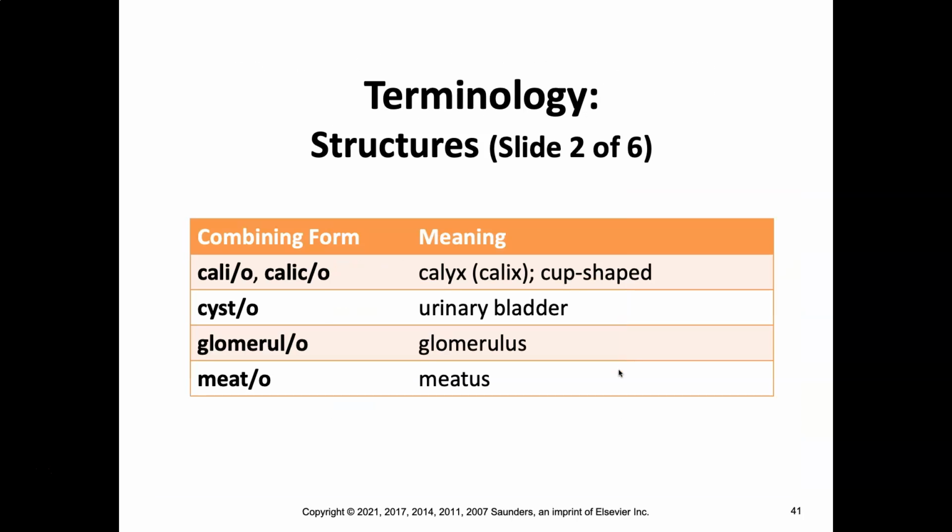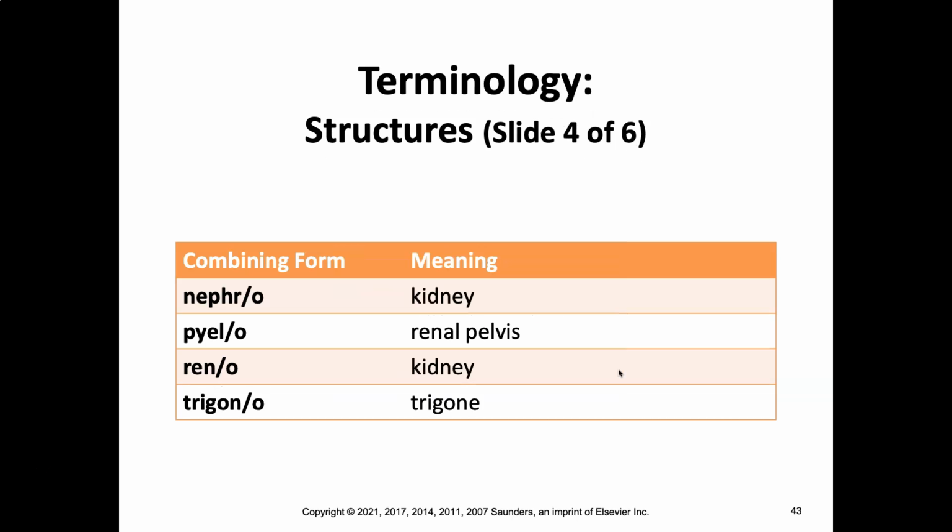And now we get to our combining forms. And remember our equation? It's a combining root plus a combining vowel equals the combining form. So combining root plus combining vowel equals combining form. And your combining form may have a prefix, but it will always have a suffix. And here you go. Notice here, there are two combining forms for kidney, nephro and reno.